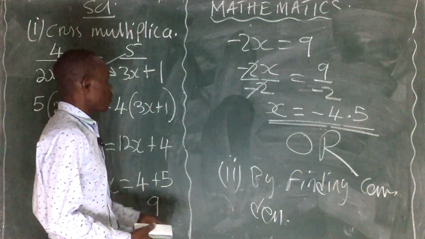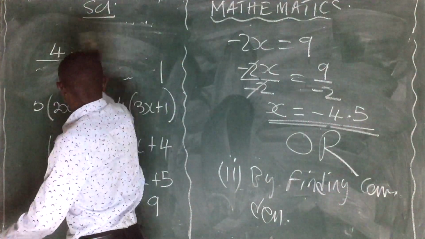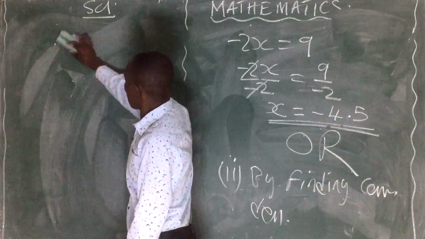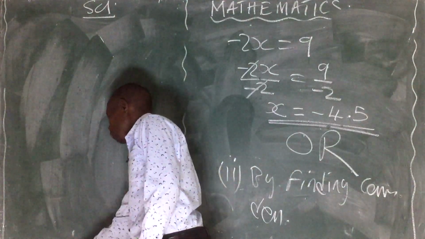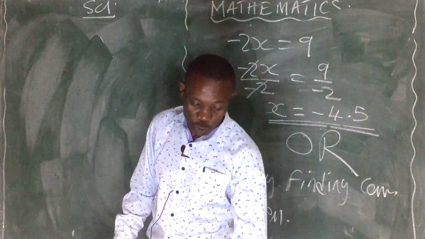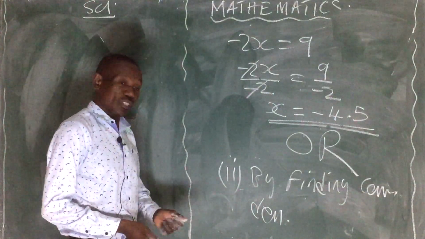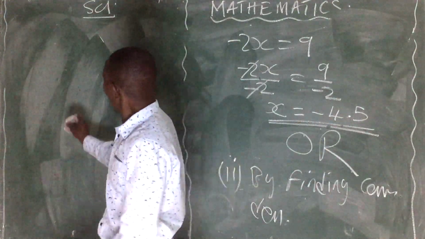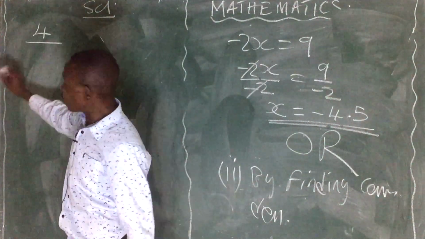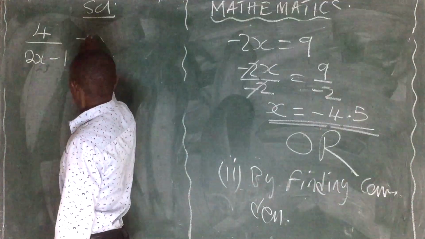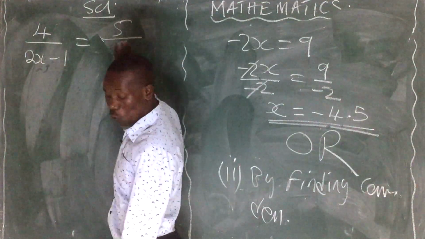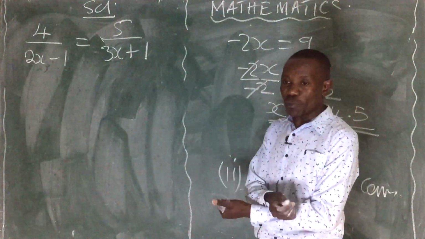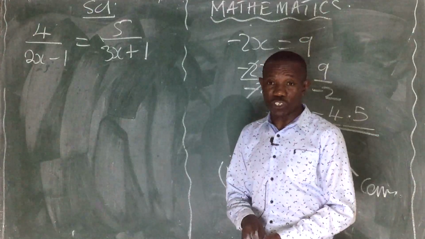Let us start all over solving this equation. Our aim here is just to be familiar with the skills, because what you may have in the exam might be equations of different forms. So it's up to you to choose which method is better to use in that case. So here we had 4 over 2x minus 1 is equal to 5 over 3x plus 1. Instead of cross multiplication, I'm talking about the common denominator.